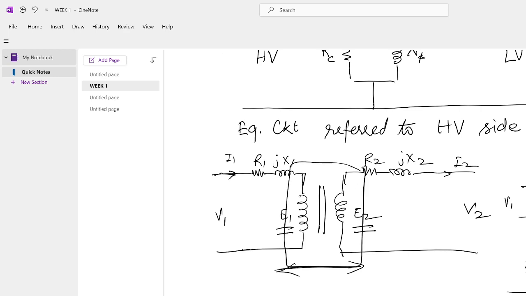We need to replace this part. How will you do?